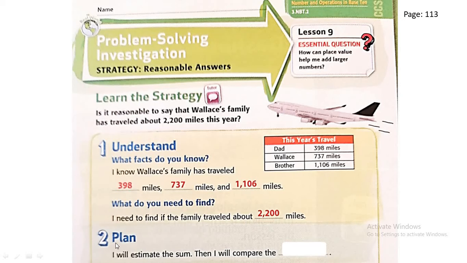Okay, the next step now is to plan. How will we solve this problem? Now we understand it. We understand what information we have, and we know what we have to find. Okay, now how will we find the answer? So we have to plan how to find the answer. I will estimate the sum because the question is asked about reasonableness. So we have to estimate the sum, not get the exact sum. Then I will compare the estimates: the estimate I get and the estimate the question tells me.